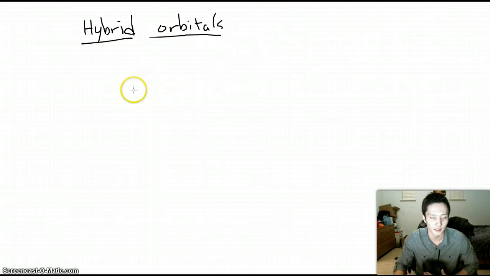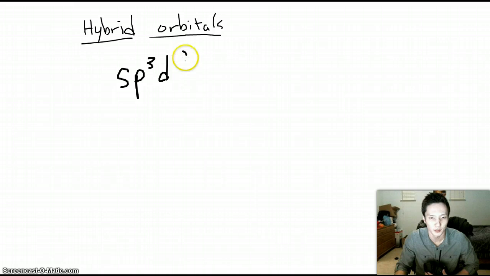This is an explanation, and honestly, you're not responsible for it. This is just something I'm fascinated by, but you are responsible for figuring out hybrid orbitals, and there is an easier way to do this. We know that the largest number of attachments an atom can have is 6, an octahedral. So we know the max hybridization of any center atom is going to be sp3d2.